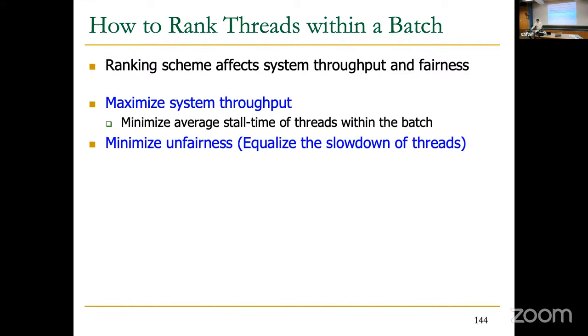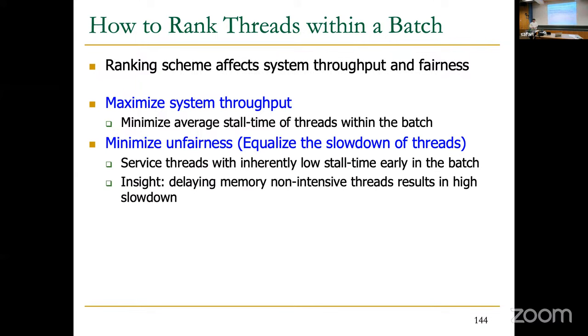We want to maximize system throughput. So we want to minimize the average stall time of threads within the batch. And we want to minimize unfairness here also, so we want to equalize the slowdown of threads. And the key insight is that if you delay memory non-intensive threads, it results in high slowdown. This is a thread that's very compute intensive and doesn't really have very high memory pressure. It computes a lot, then just sends a memory request and waits for it to be able to do meaningful compute again. So it's better to serve that right ahead, and there are not many requests from that thread to serve anyway. But if we delay that, we induce a very high slowdown. So this is what we try to optimize.